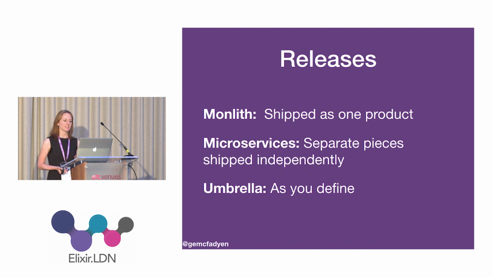And in terms of releases, this is where the umbrella starts to shine. A monolith is always shipped as one. Microservices are shipped as separate pieces, which you then orchestrate together. And the umbrella is really as you define. So we saw how we can split them in different ways, which I think is good, that that's in control of the team to decide.